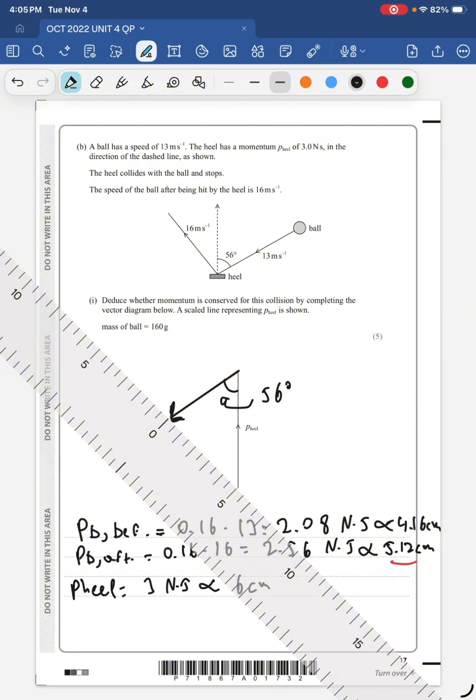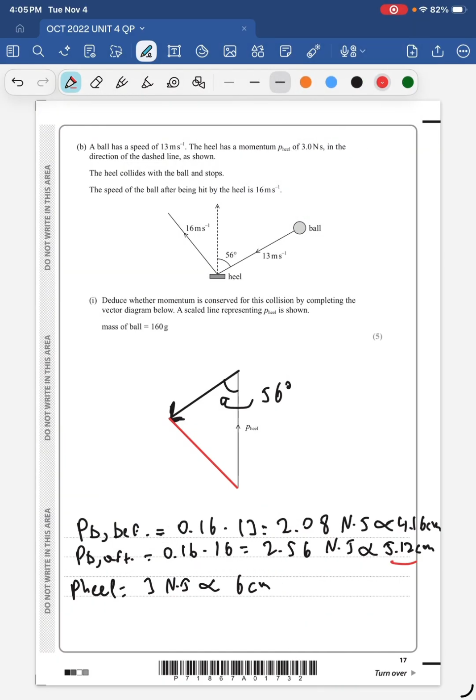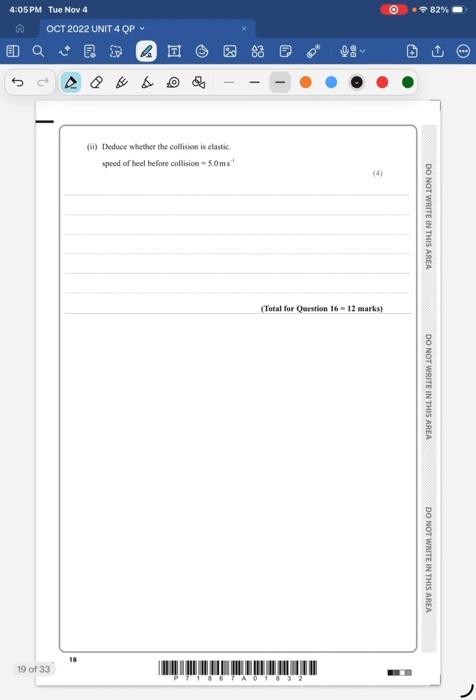So now this vector, let's use a red color. Let's actually get the ruler away. So this is now P of the ball after, and this is P of the ball before. I hope this makes sense. And let's move on. This was a little bit more involved than I wanted it to be, but okay.